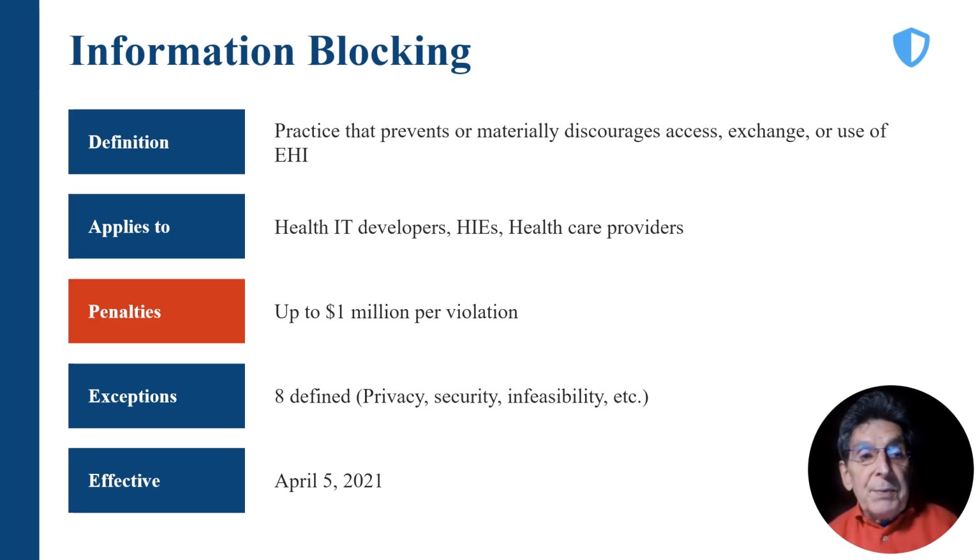Let's look a little bit deeper at information blocking. It's central to the regulatory framework. The definition: any practice that prevents or materially discourages access, exchange, or use of electronic health information is information blocking. Note the word materially discourages. You don't have to completely block access to violate the rule. Making it unnecessarily difficult is also prohibited.